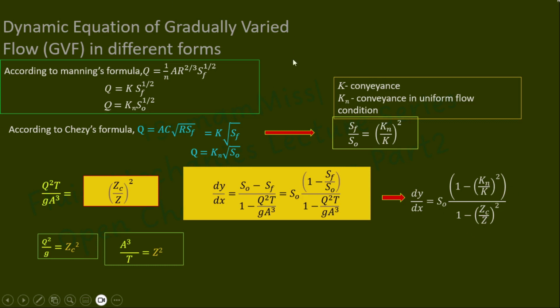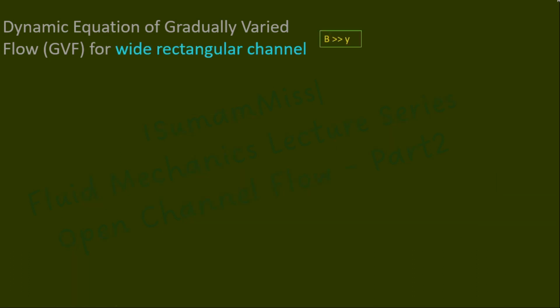So remember, this dynamic equation of gradually varied flow is valid for all channels irrespective of the shape. Now let us apply this equation for a wide rectangular channel. So what is the specialty of wide rectangular channel? A channel in which the width of the channel is many times higher than the flow depth, or it is more than 10 times the flow depth, then it is known as wide rectangular channel.